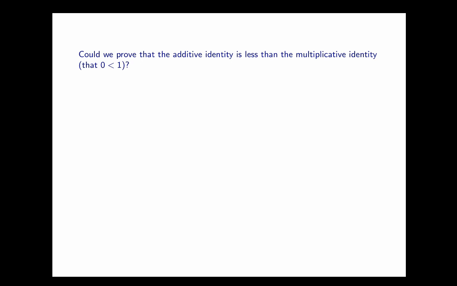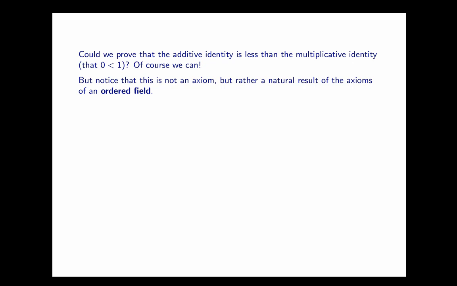Could we prove that the additive identity is less than the multiplicative identity? Now, of course, we know it's not equal because that was actually part of the axiom. So of course we can. But notice that this is not an axiom, but rather it's a natural result of the axioms of an ordered field. Anytime you have an ordered field, the additive identity must be less than the multiplicative identity. In other words, 0 has to be less than 1 if you have an ordered field.